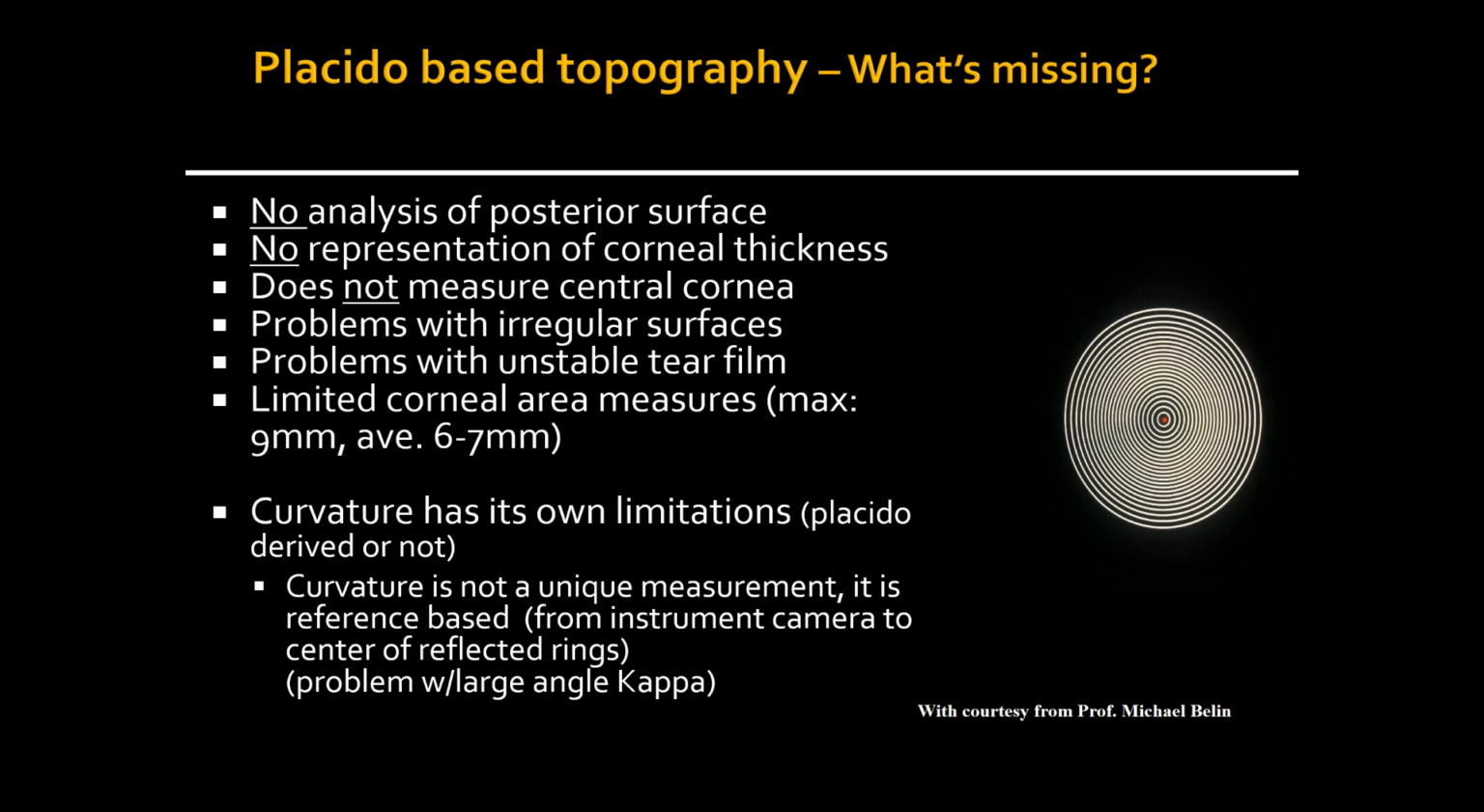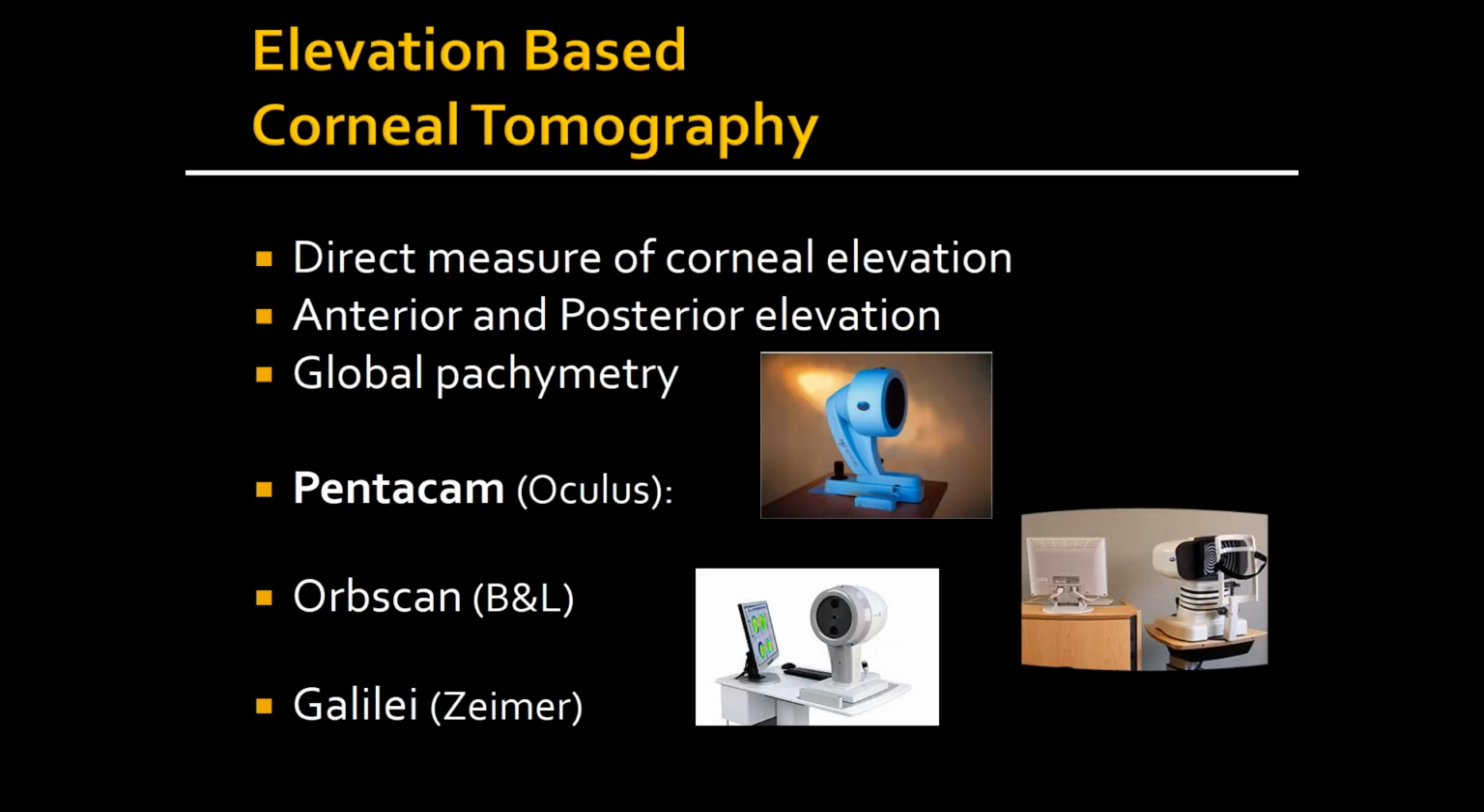We also have problems when you have bad tear films or irregular surfaces. These machines have very difficult times producing reliable maps. And also, even in the best case scenario, they only cover approximately 6 to 7 millimeters of an eye. Depending on the curvature of the eye, maybe you get out to 8, but you'll never get the full limbal-to-limbal coverage as you can get in many of the elevation machines we'll talk about shortly. So curvature in itself has those limitations, and again, these are some of the problems with Placido topography.